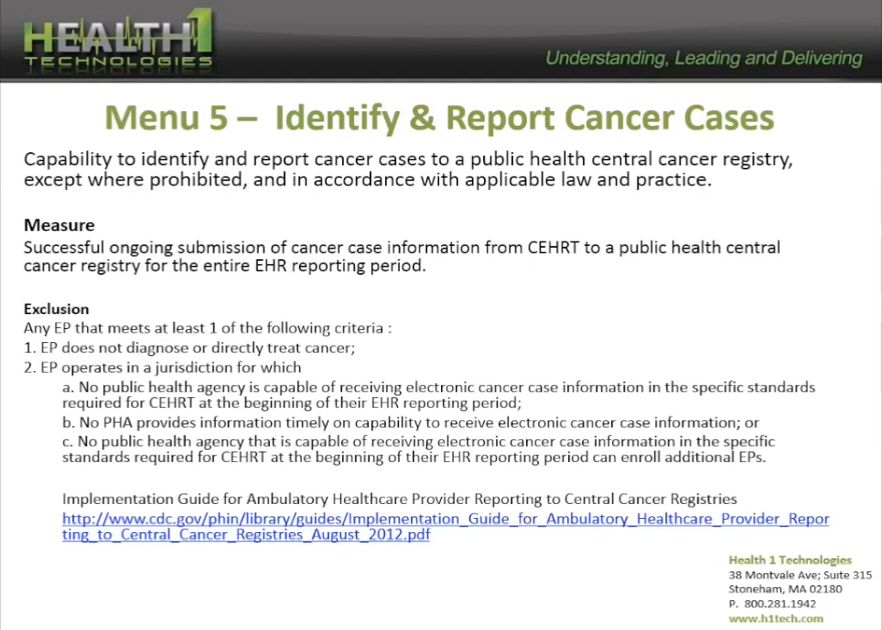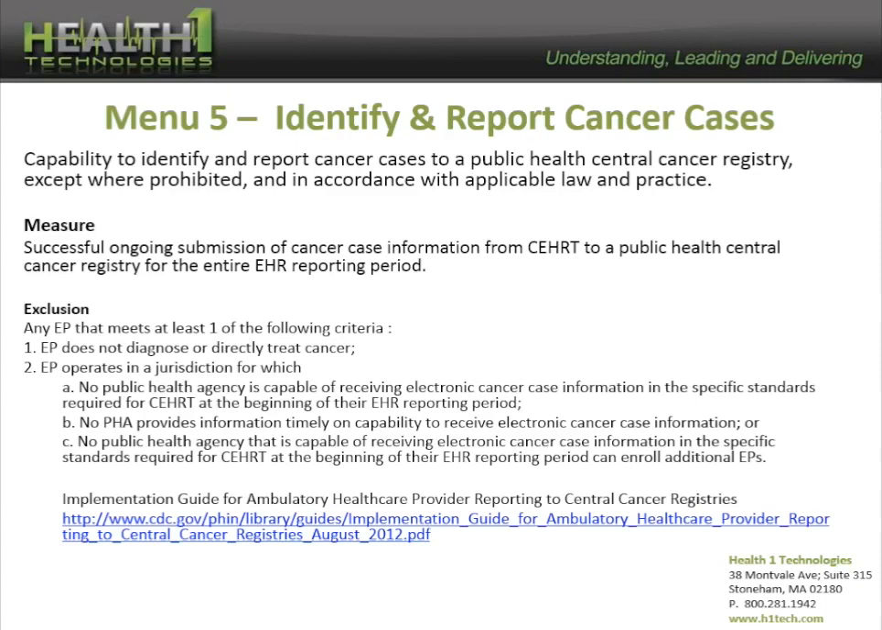Menu 5 is identify and report cancer cases. So the capability to identify and report cancer cases to a public health cancer registry, except obviously where prohibited and in accordance with the laws and the practices within the state that you're in or nationally. So it depends on what cancer registry you're reporting to. The measure requires ongoing submission of the cancer case information.